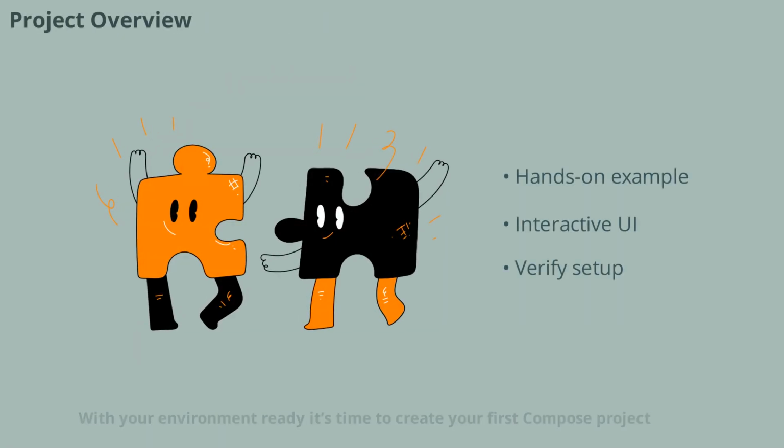With your environment ready, it's time to create your first Compose project. The example project includes 2 text components and a slider. As you move the slider, one text component updates its value and the other adjusts its font size. This simple app demonstrates Compose's power and flexibility and verifies your setup is working.